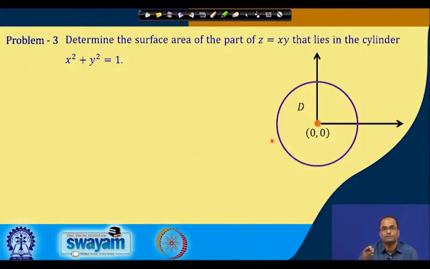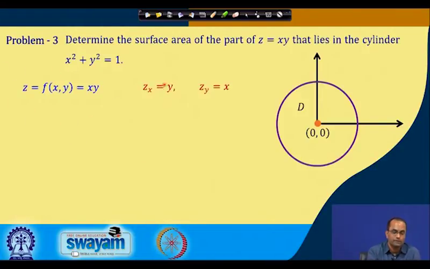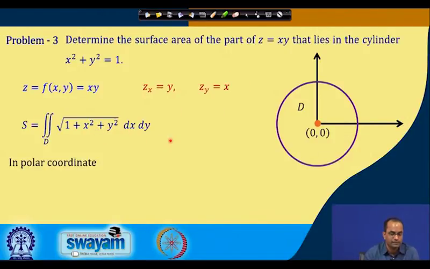So, the projection of that surface over the xy plane will be nothing but the circle, because the cylinder is this circular cylinder and it is cutting the surface there. So, that will be the projection here, and from z equal to x y we get the partial derivative with respect to x and the partial derivative with respect to y, which are required in the formula for the computation. Over this domain D, we have the square root of 1 plus z x square plus z y square, so 1 plus x square y square, and dx dy.